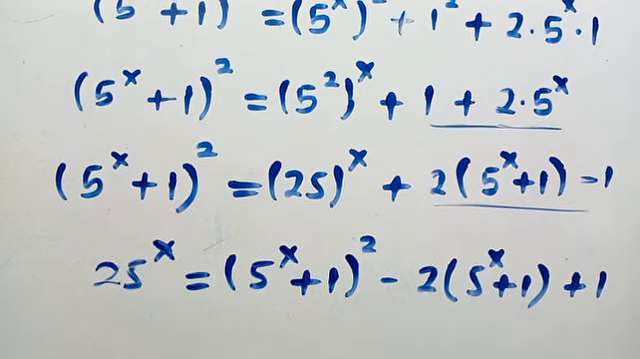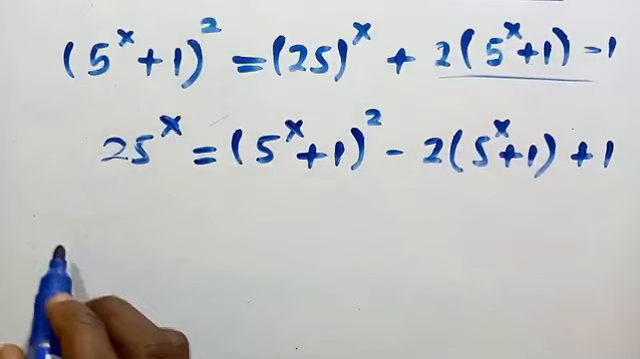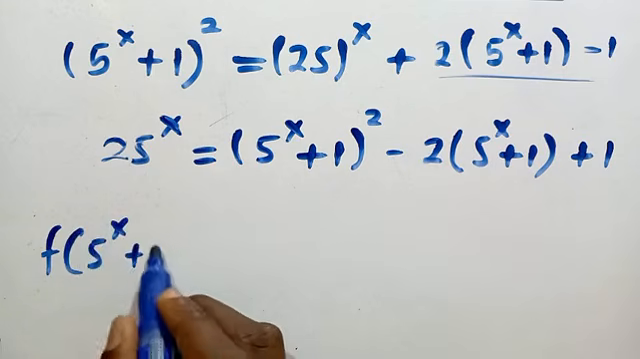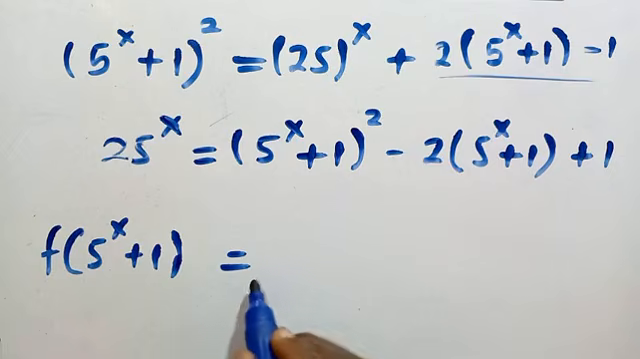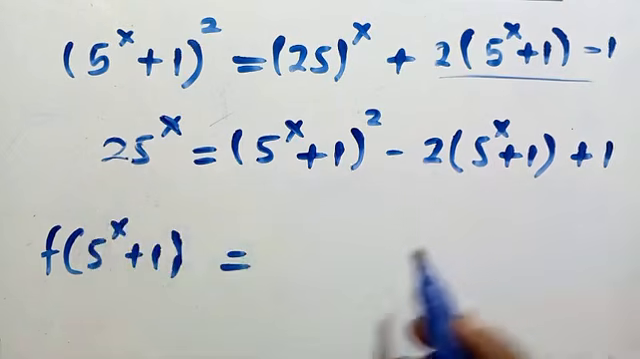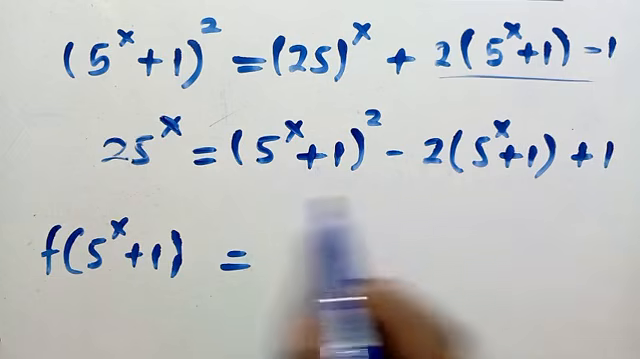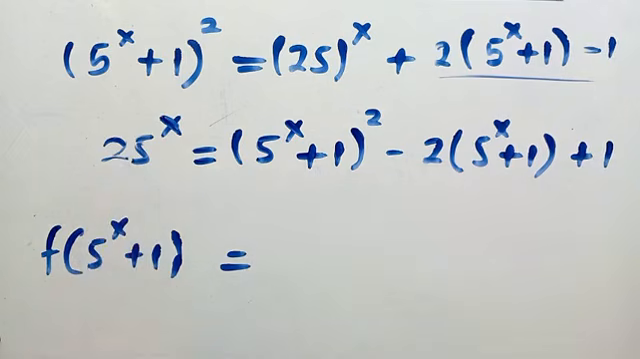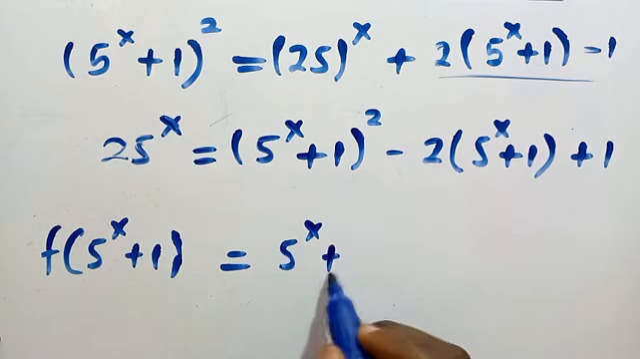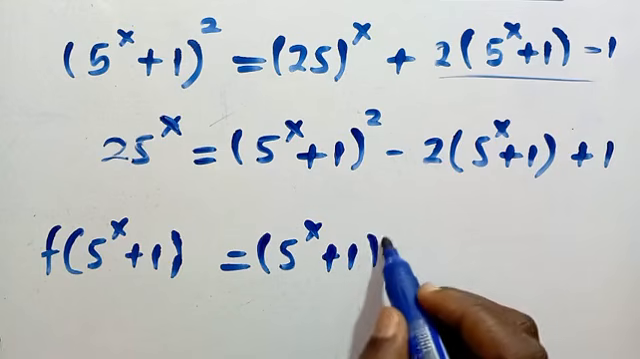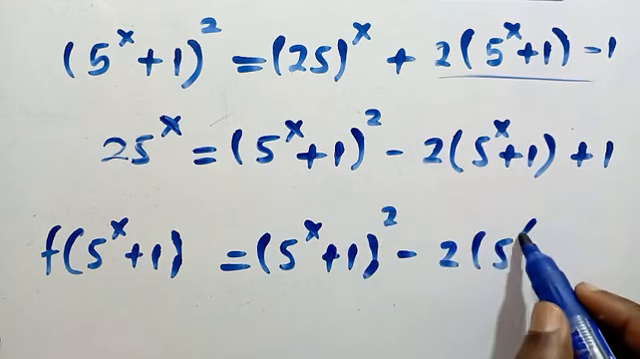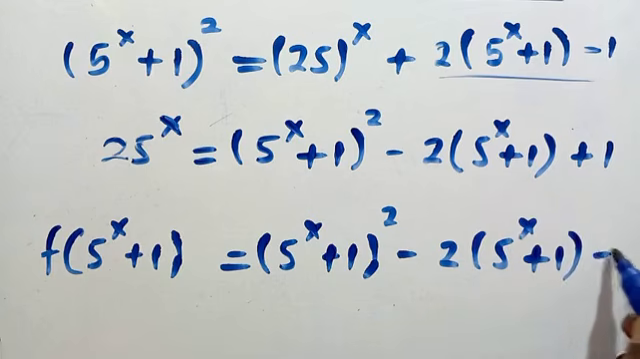Then if you now recall from the real equation, the equation says f of 5 power x plus 1 equals 25 power x. Well, 25 power x results in the whole of this expression. So when we expand this, all of it will equal 25 power of x. Therefore, we have 5 power x plus 1, then raised to power of 2, minus 2 bracket 5 power x plus 1, then plus 1.